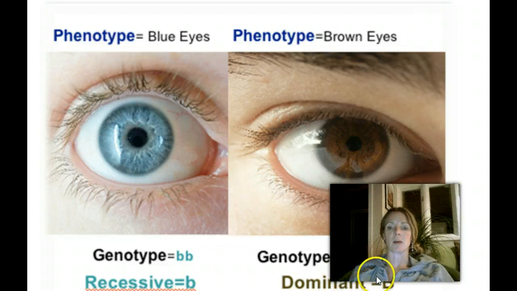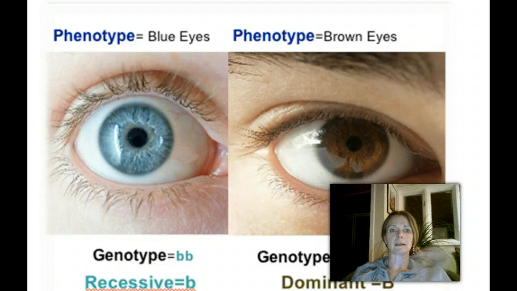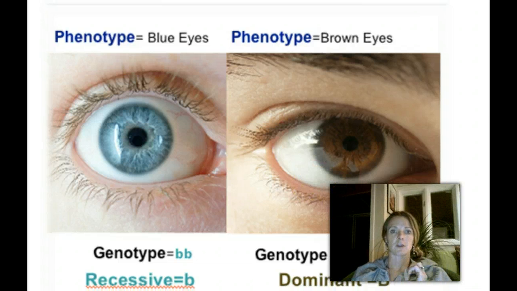Remember, since this is a dominant trait, if there is a big B in the equation anywhere, that person's going to have brown eyes. So it could be big B, big B, or big B, little b. But in order to get blue eyes, you have to have both of these recessive traits. So blue eyes are a little bit more rare. That's why people are like, ooh, blue eyes, because you don't see them quite as often as, say, brown eyes, okay? So that is genotype versus phenotype.